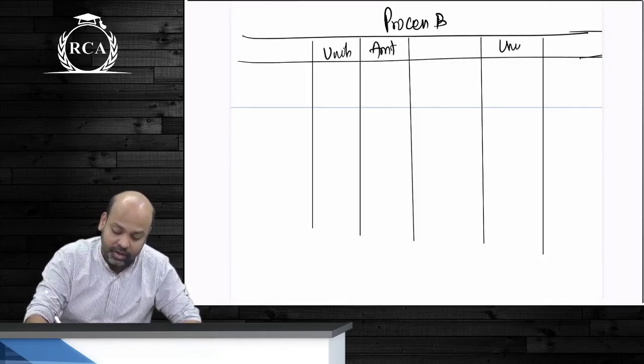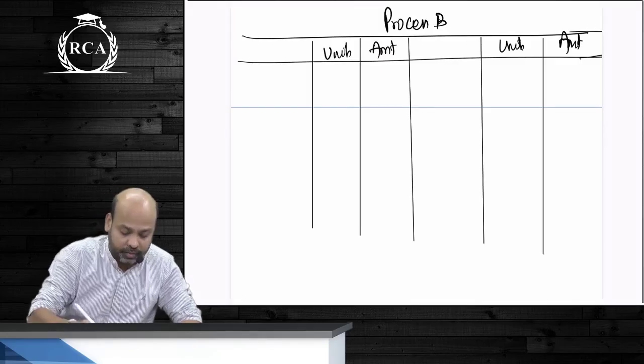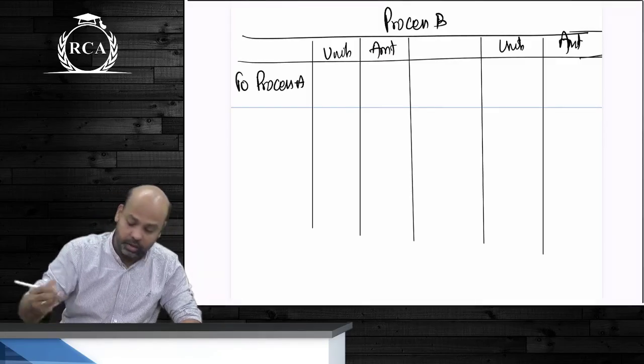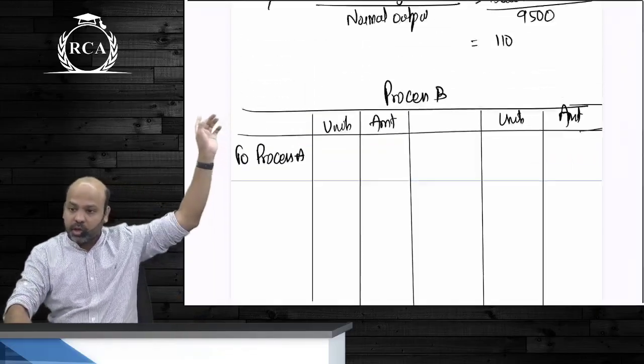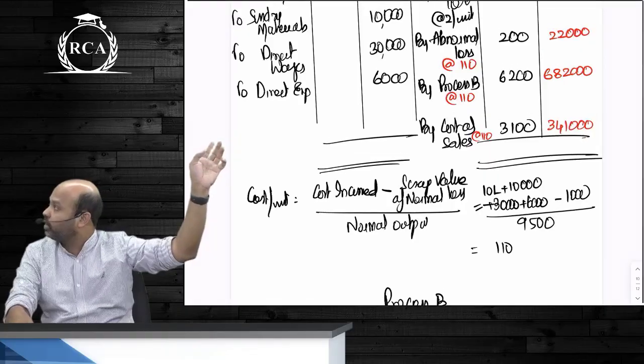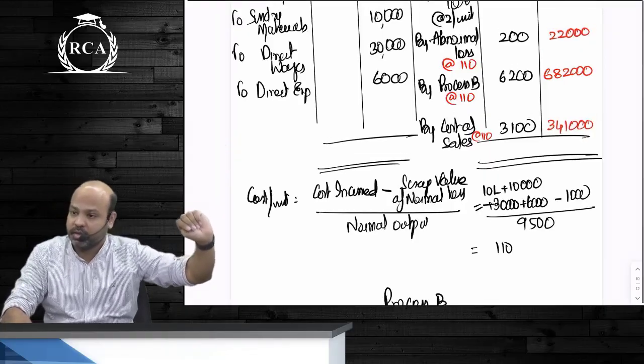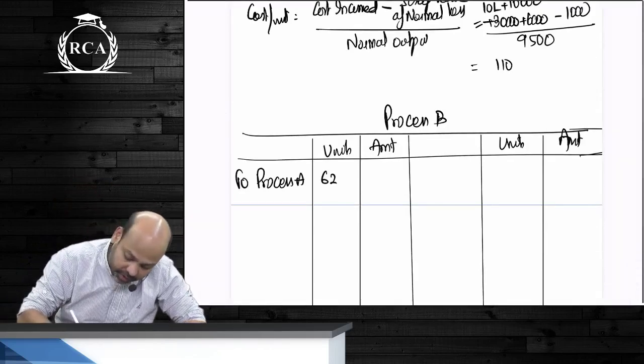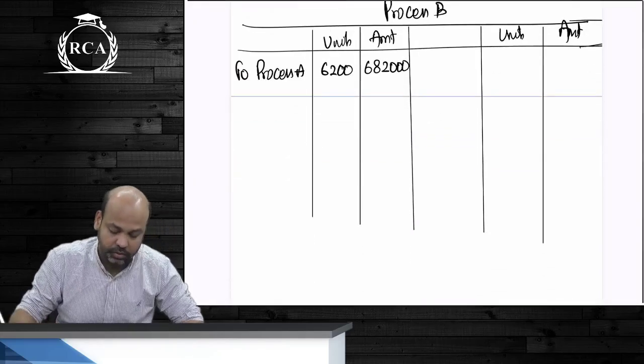Yukti. Process B, better. First thing that you will write, guys, here is to process A. Did we transfer some output from process A to process B? How many units? At a cost of 6 lakhs? I will write 6,200 at a cost of 6,82,000.